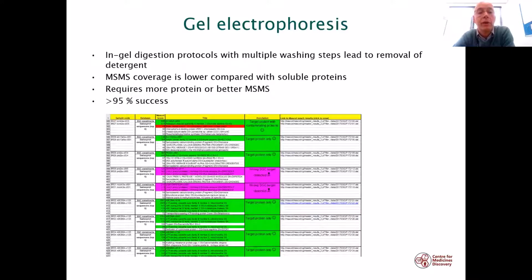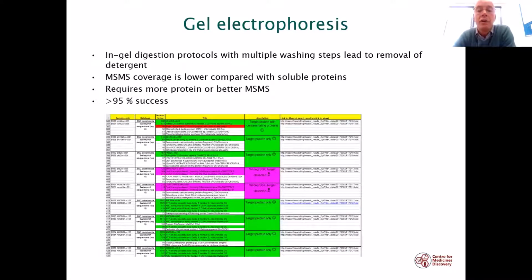So the digest and the LC-MS are essentially unaffected by the presence of the original detergent and also the SDS. So this method works. It works pretty well, actually. We've used it a lot here at the CMD. The MS-MS coverage is not as high as it would be for soluble proteins. We covered the reasons for that in an earlier lecture.